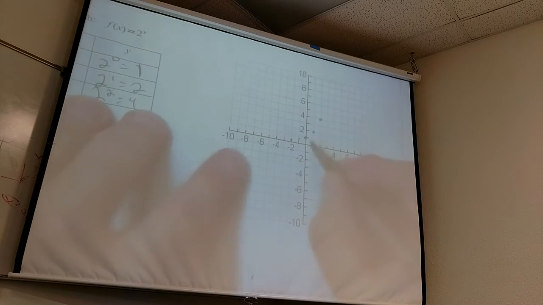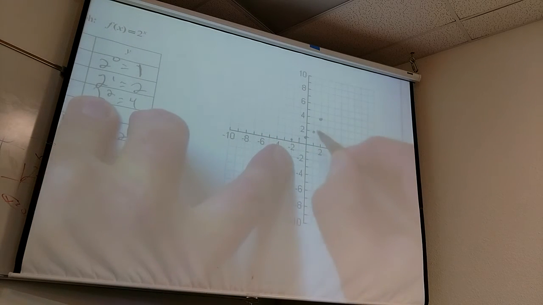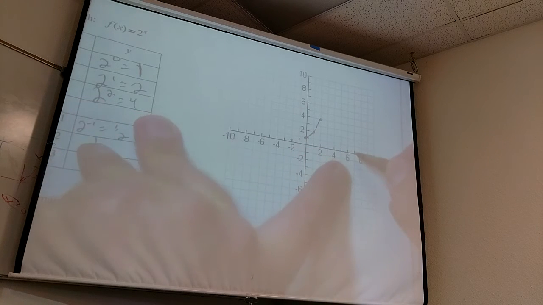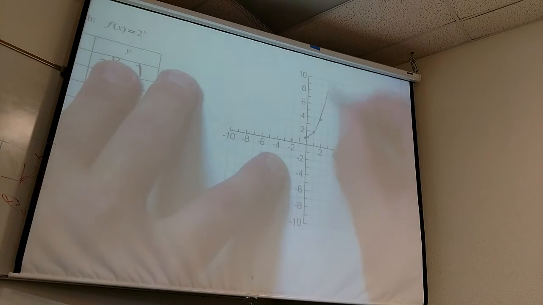So if I connect these up, this side is just going to get very big. 2 to the 6th power, it's not huge yet, 64. 2 to the 10th power, I don't even know. What is that? 900 or something. So it's going to get very big.